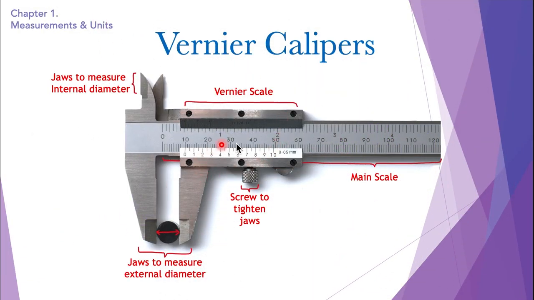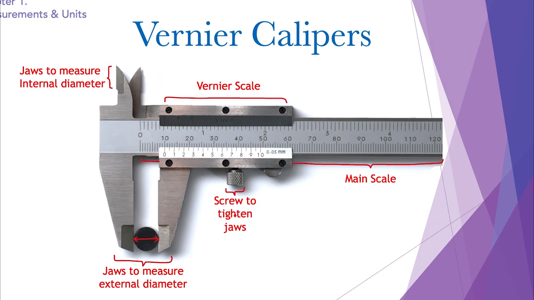So this is the Vernier Calipers. In the Vernier Calipers, we have jaws to measure the internal diameter and jaws to measure the external diameter or lengths of objects. For example, this object being measured over here, the diameter is being measured in this object. Now the Vernier Calipers has two scales. One is the Vernier scale and the other is the main scale. This is the main scale and this is the Vernier scale, the small one over here.